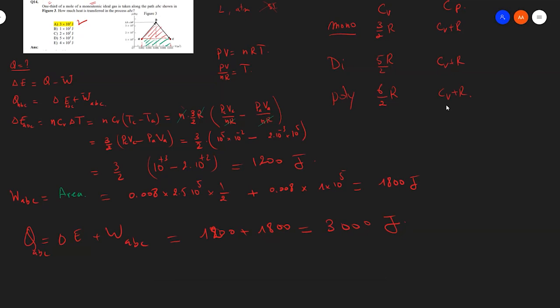Okay, this is all the time. W does not. W depends on the path. Q depends on the path. Only delta E doesn't depend on the path here.